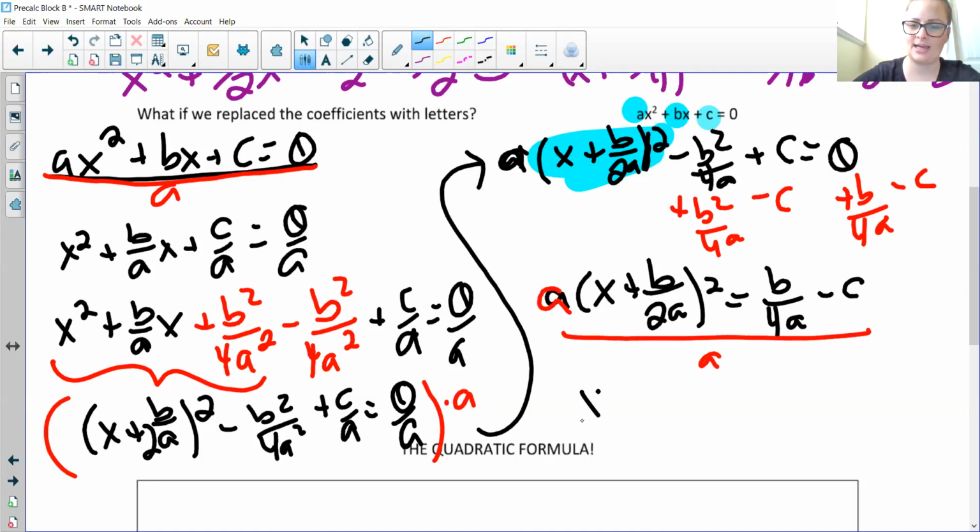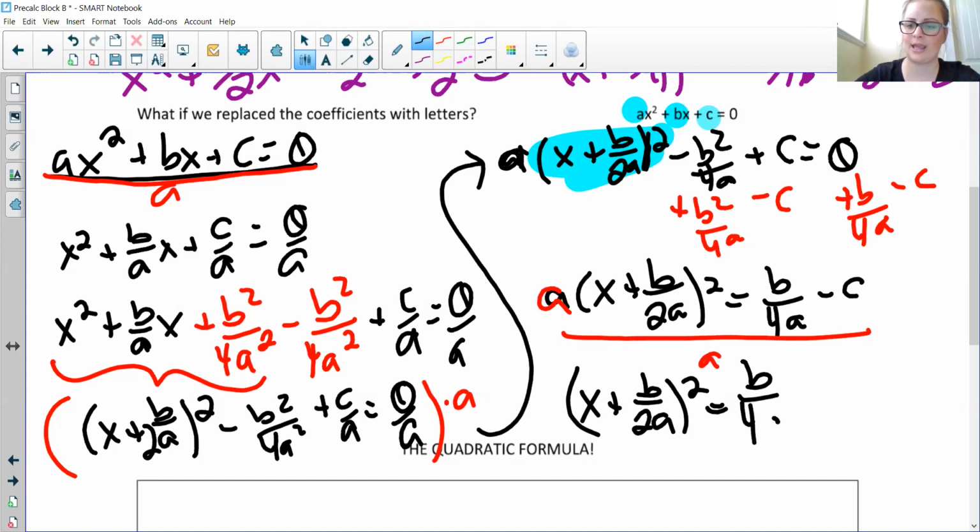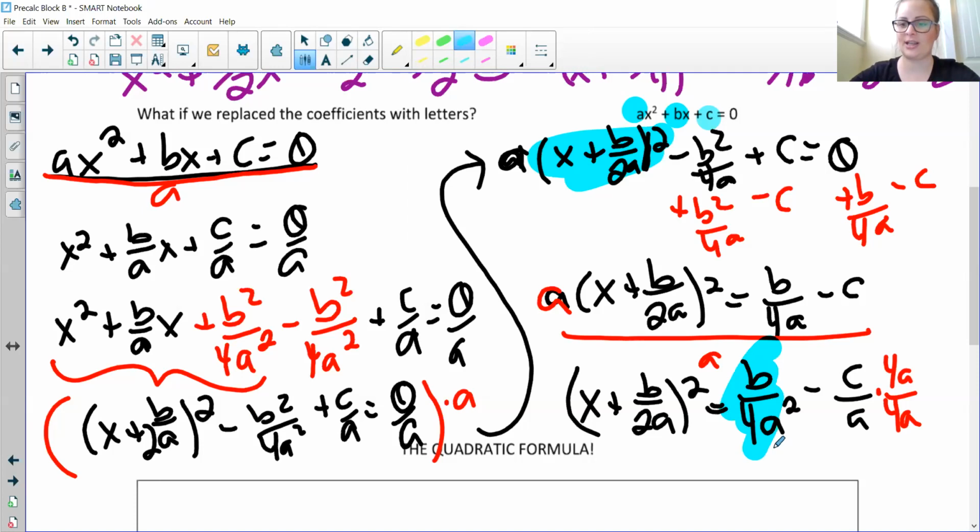So I'm going to be left with (x plus b over 2a) squared equals b squared over 4a squared minus c over a. And now I finally have to do something with those two fractions. I need to have a common denominator. So I'm going to multiply this fraction by 4a over 4a, because of course 4a divided by 4a is just 1, but I'm again being a manipulator to create a common denominator between this fraction and this fraction, so that I can combine them.